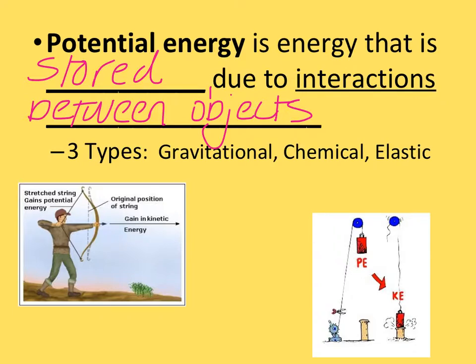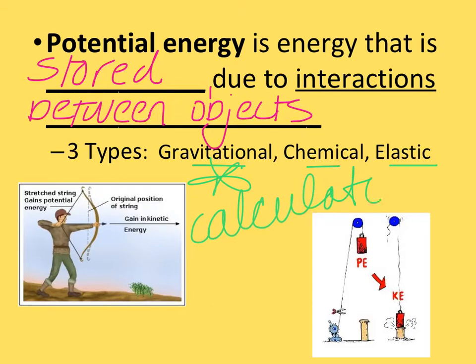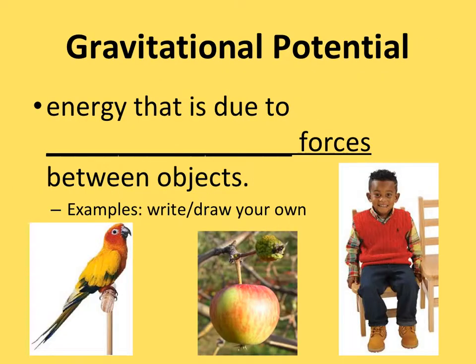And again, there are three types of these: gravitational, chemical, and elastic. This video is going to focus just on gravitational, which we have a calculation for. So again, make sure you have that calculator handy, ready to roll. As you can maybe guess by the name, gravitational potential energy does have something to do with gravity. Gravitational potential energy is energy that's due to gravitational forces acting between two objects.